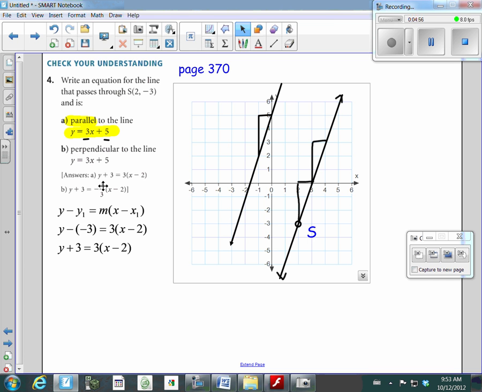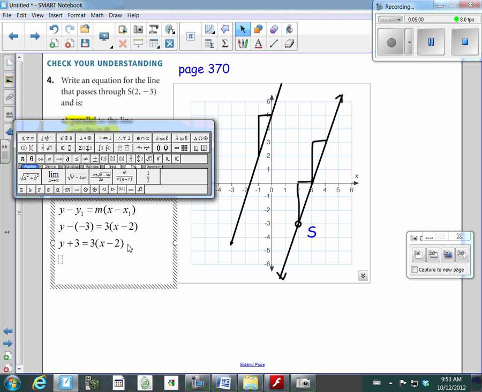If you were ever asked to now convert this to slope-intercept form, well, let's just do that for practice here, even though it's not being asked.